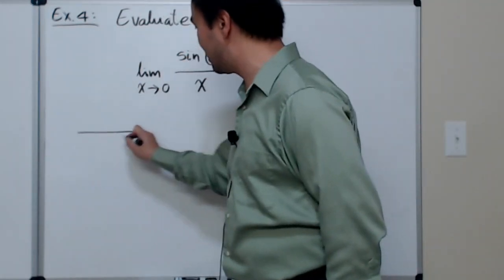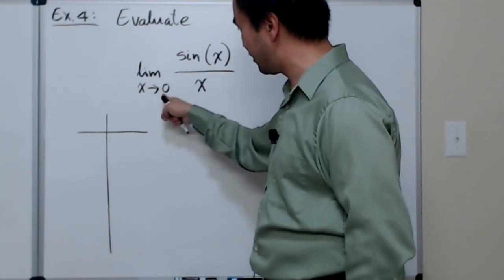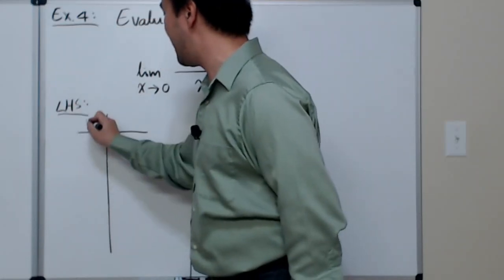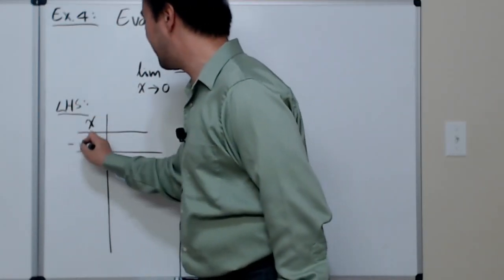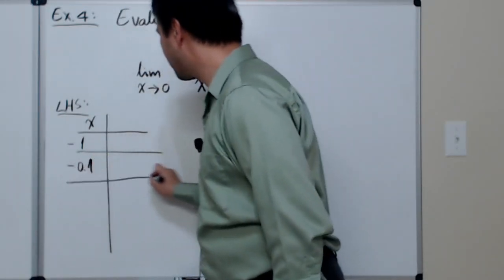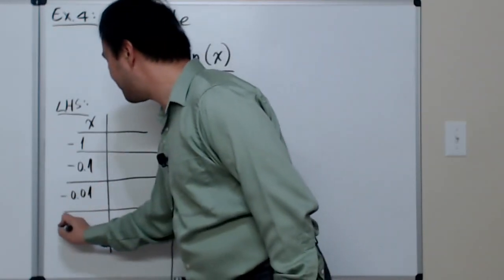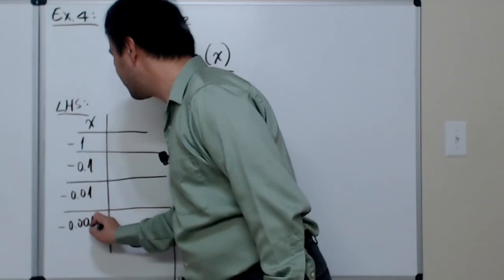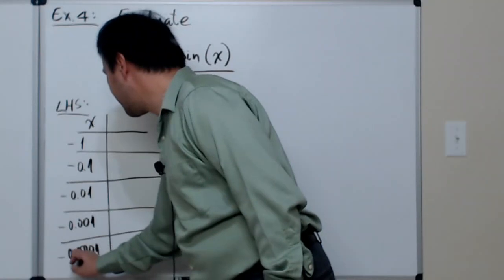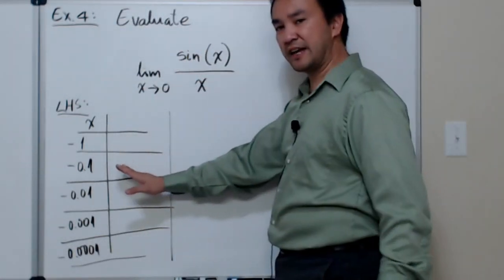Just as usual, we are going to approach x to 0. We're going to let x get close to 0 from the left-hand side. So here's my LHS table. I am going to suggest values. How about x being negative 1, negative 0.1, negative 0.01, negative 0.001, and negative 0.0001.